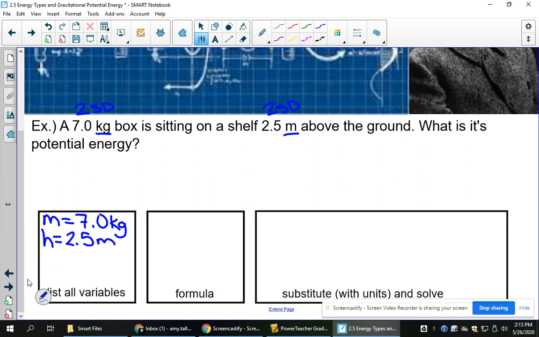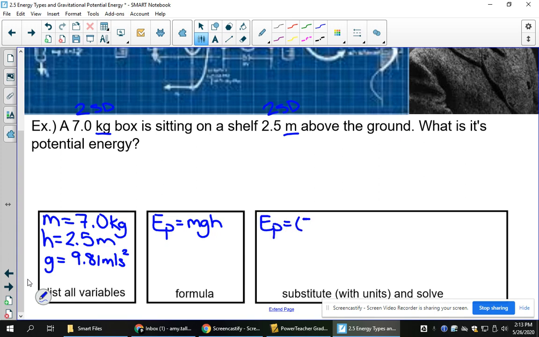And when we're talking about something falling, we're always going to assume that G is 9.81. We don't have to use the negative like we did in the last question because energy is a scalar. So we can just use 9.81. Here's my formula. Potential energy is mgh.